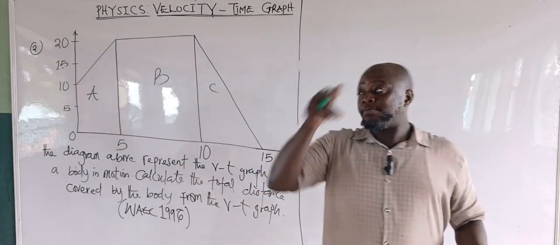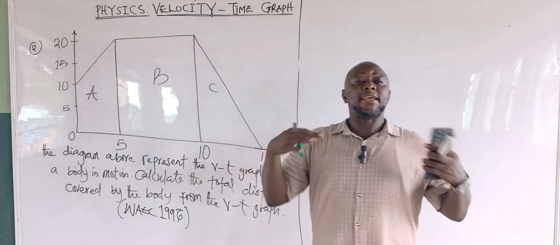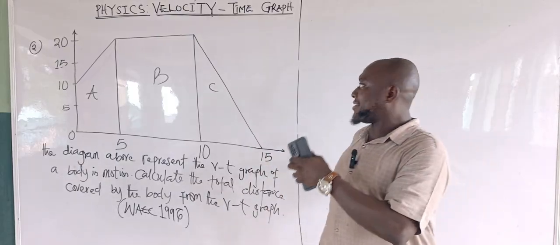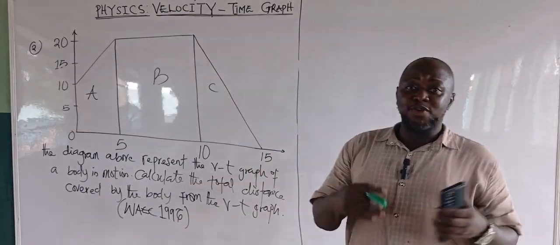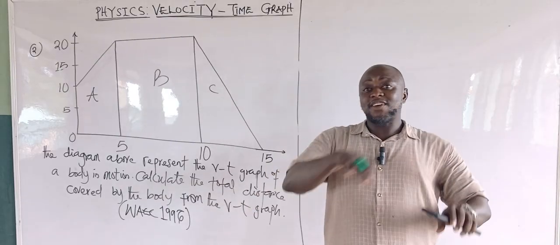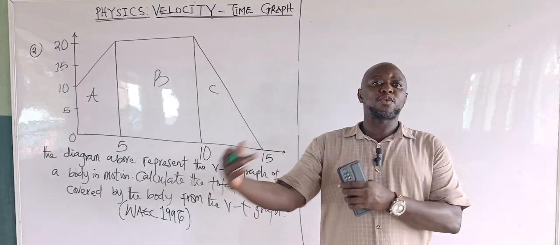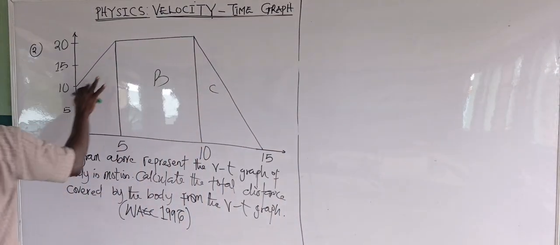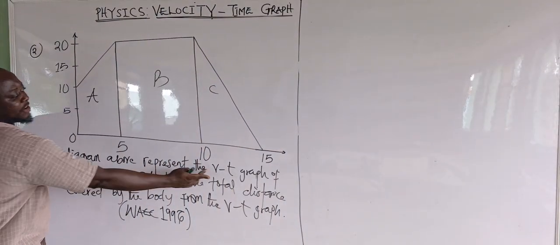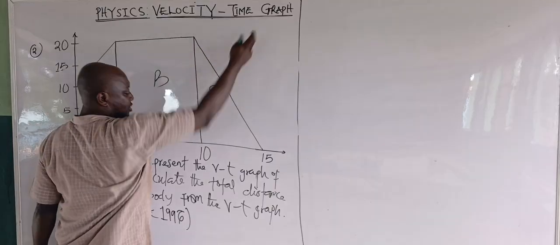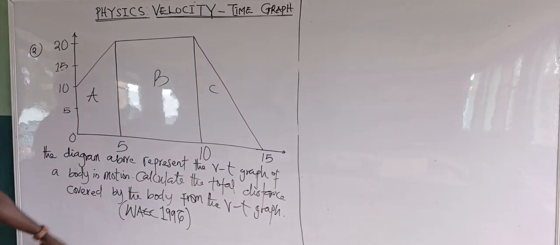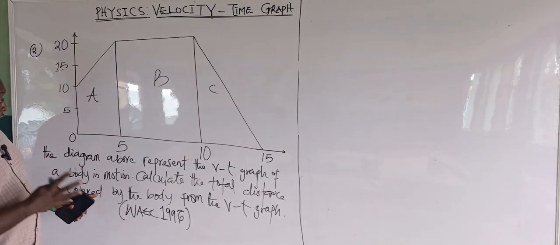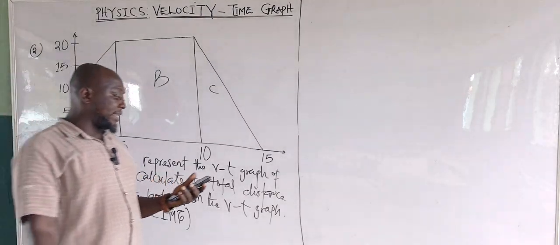All right, welcome to number 2, or case 2, of the second part of VT graph here. So we have this diagram. Like I told you, we are solving past questions, so that you will be so good when you are calculating this. We are told that the diagram above represents the VT graph, velocity-time graph, of a body in motion. Calculate the total distance covered by the body from the VT graph.